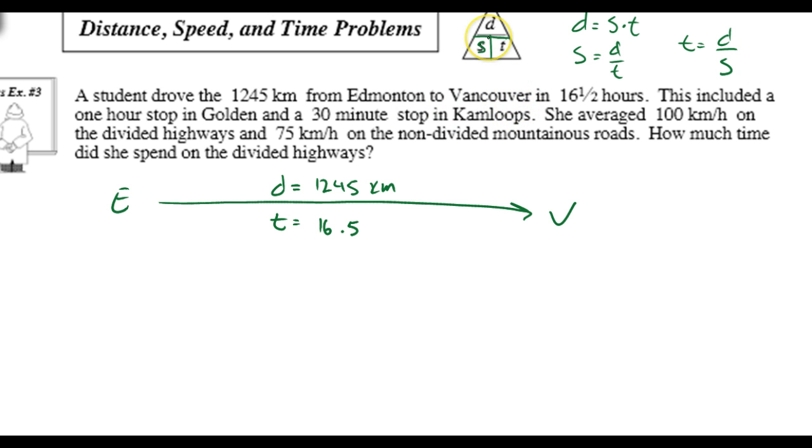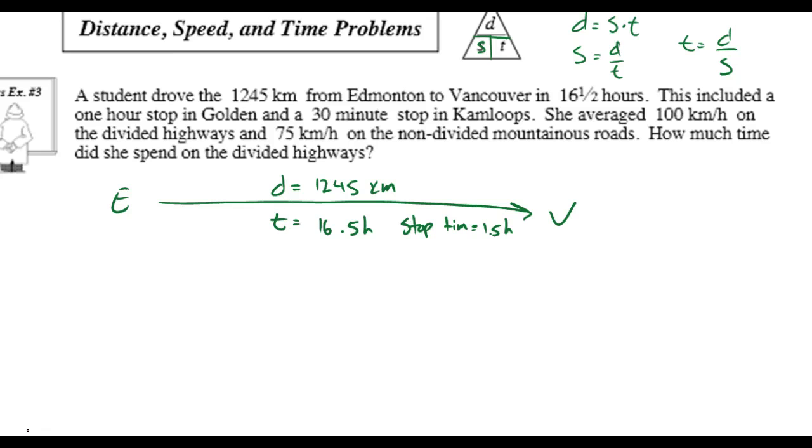This included a 1 hour stop in Golden and a 30-minute stop in Kamloops. So we can put the stop time here. Stop time is equal to 1.5 hours. Then we get the information that she averaged 100 kilometers an hour on the divided highways and 75 kilometers an hour on the non-divided mountain roads. So how much time did she spend on the divided highways? Let's label our diagram here. We can label 2 sections.